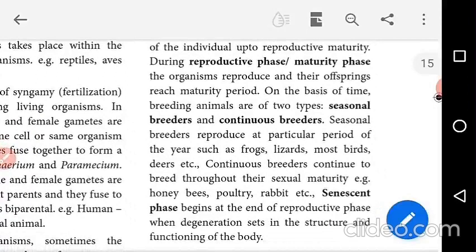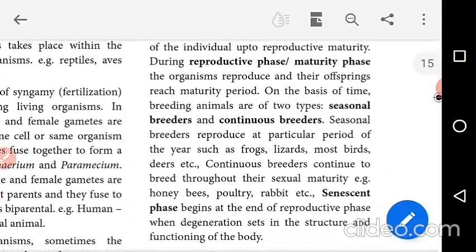தொடர்ச்சியான இனச்சேர்க்கையாளர். இது வாழ்நாள் முழுவதும் பால் முதிர்ச்சி காலம் முழுவதும் இனச்சேர்க்கையில் ஈடுபட்டும் தொடர்ச்சியான இனச்சேர்க்கைகளாக இது செயல்படுகின்றன. தேனீக்கள், வளர்ப்பு பறவைகள், முயல்கள் போன்றவை. And the third stage, the last stage, is known as the senescent phase.